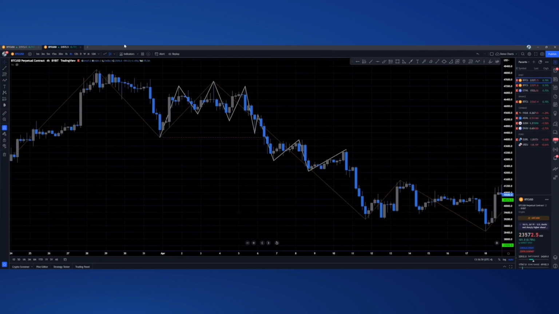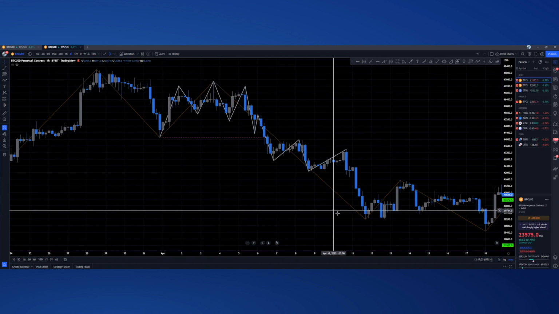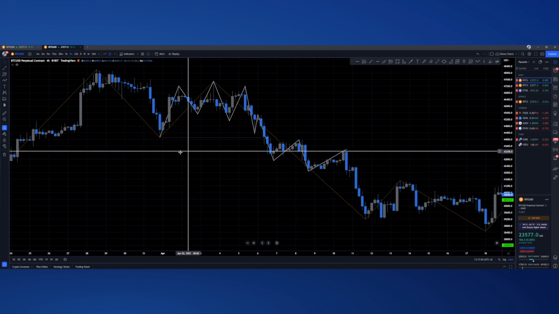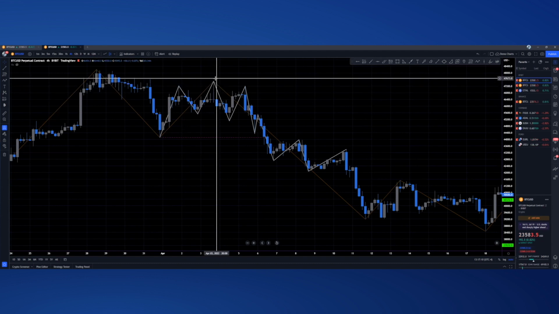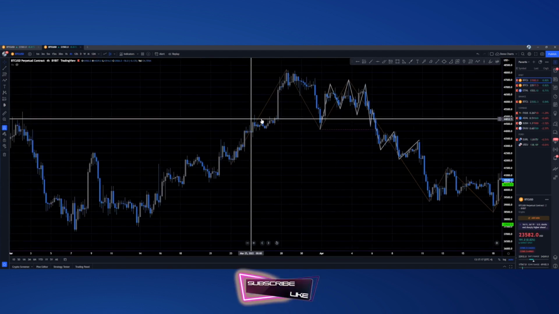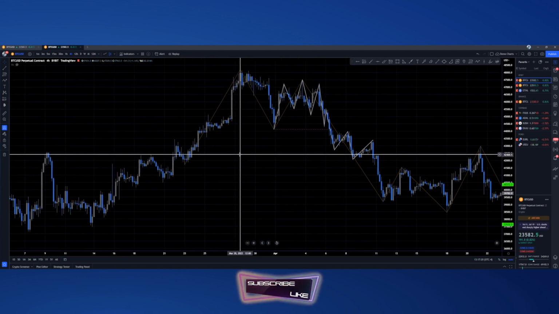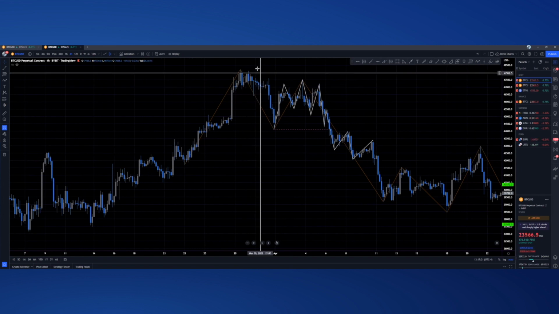So yeah, the orange is our major structure, right? And then 2 of those levels at any given time are going to be our relevant structure. And then within that, we have this white line, which is our internal structure. Okay. Now you can use type 1 or type 2 mapping for your changes of character. Personally, in crypto, I like to use candle closes, which is type 2 mapping. And then type 1 is where a wick goes through a level.